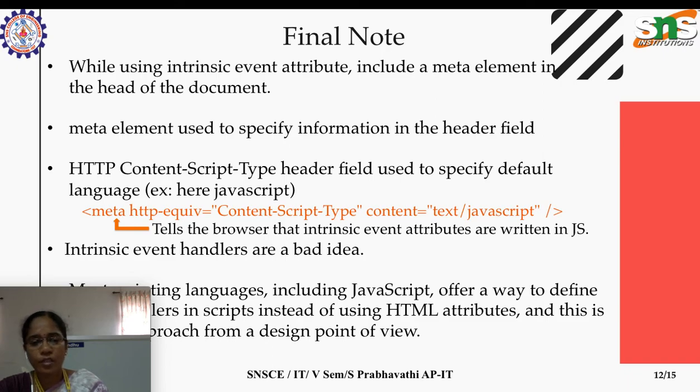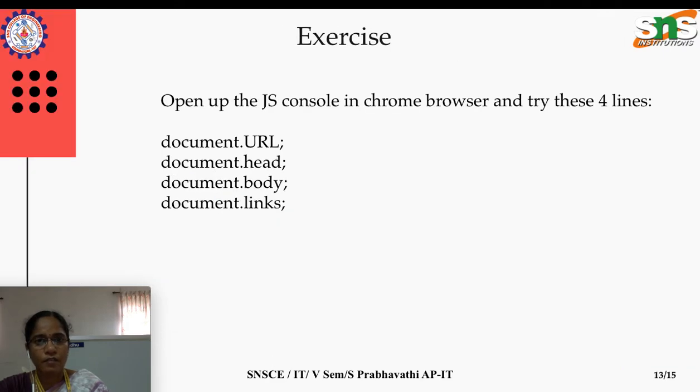In the forthcoming topics, we are going to see more about it. With this introductory part of the document object model, I'll give you this little exercise. Just explore it in the Chrome browser. Open the Google Chrome console and check out these 4 outputs: document.URL, and see what's happening, document.head, body and links. Try these 4 lines and get much more experienced with the DOM.